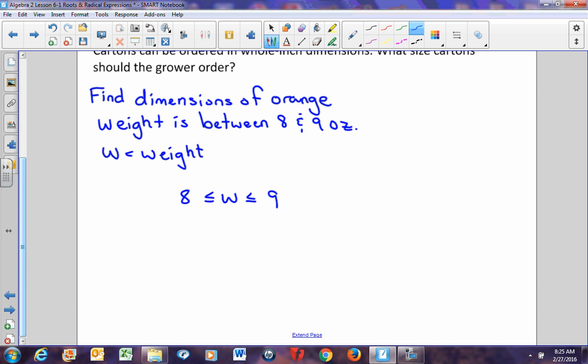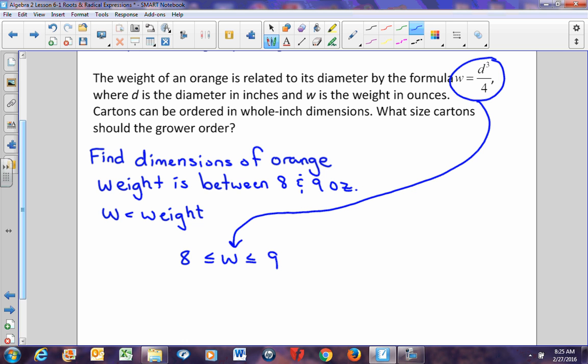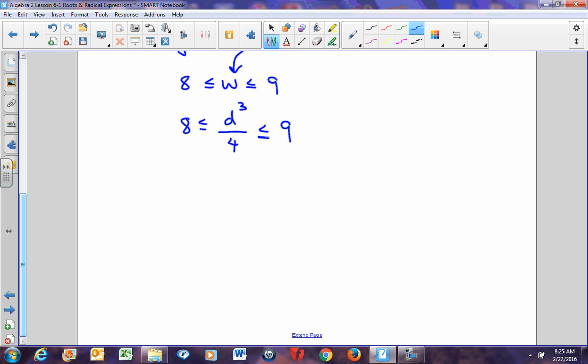Now my weight, if you remember, is found by the formula W equals D to the third over 4. So now I'm going to substitute this in for W. I'm going to say 8 is less than or equal to D to the third divided by 4, which is less than or equal to 9. Now I have to solve this inequality. My first step is to multiply everything by 4. The two 4's cancel out, leaving me with D to the third, where 8 times 4 is 32 and 9 times 4 is 36.